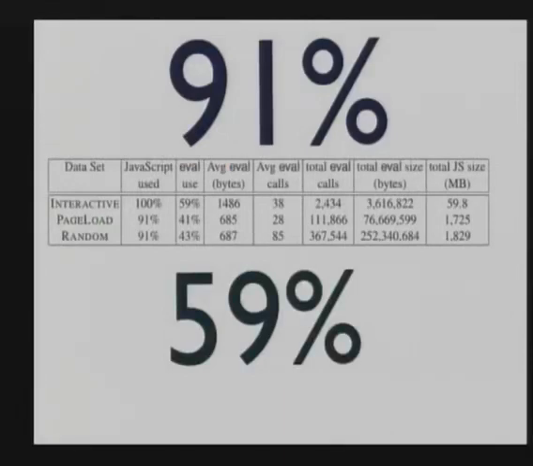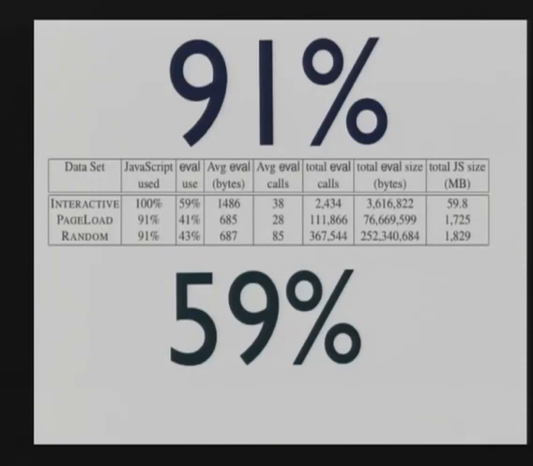There are two numbers that I want you to get out of this. The first one is, out of 10,000 websites, 91% use JavaScript. So if you're browsing the web, you're using JavaScript, period. The other number is 59. Out of the 100 most widely used websites we've encountered, 59% of those use eval. So the majority of your interactions with the web will use this function called eval.